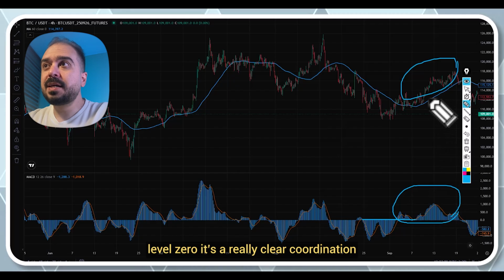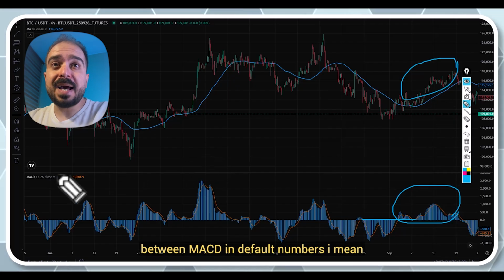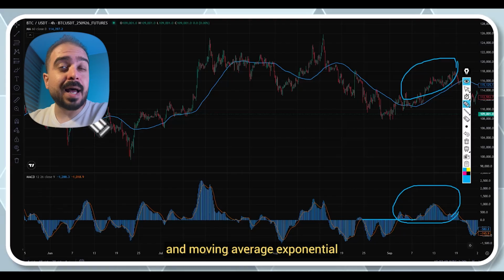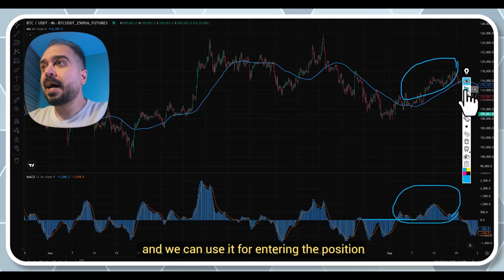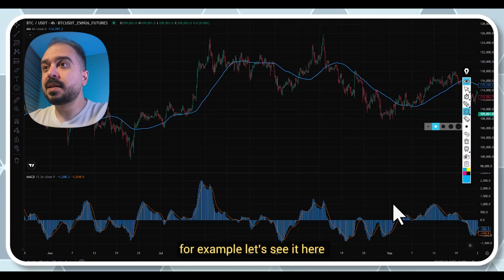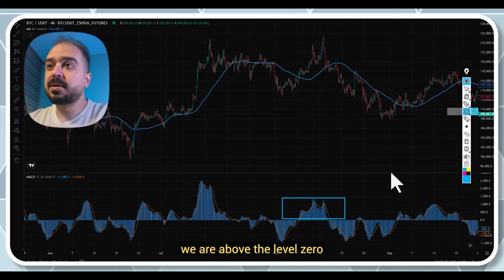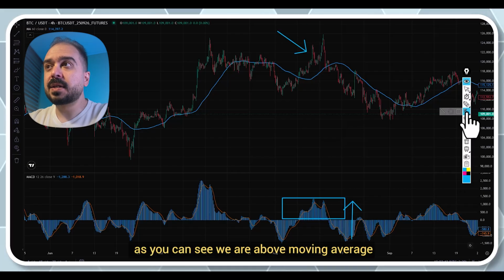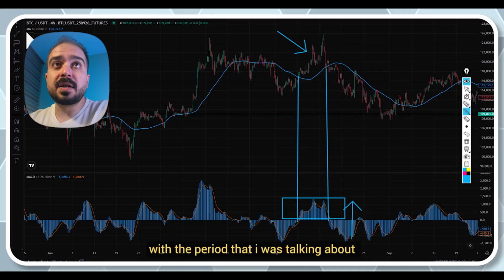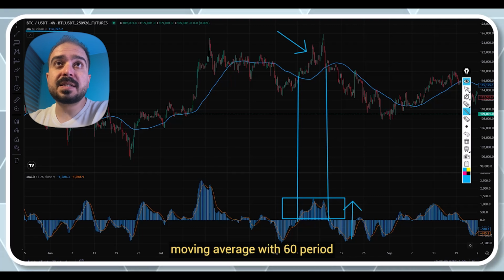It's a really clear coordination between MACD in default numbers, I mean 12, 26, 9, and moving average exponential with 60 numbers, 60 period, and we can use it for entering the position. For example, let's see it here. We are above the level 0. This is the level, and here, as you can see, we are above moving average with the period that I was talking about. Moving average with 60 period.